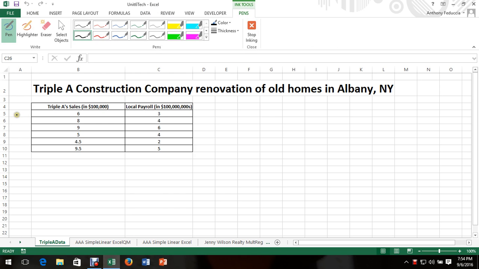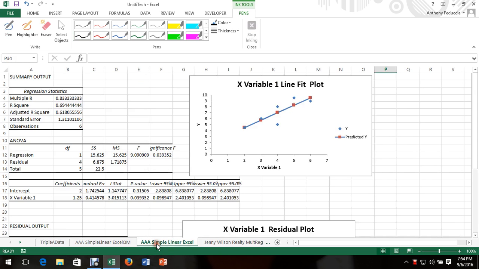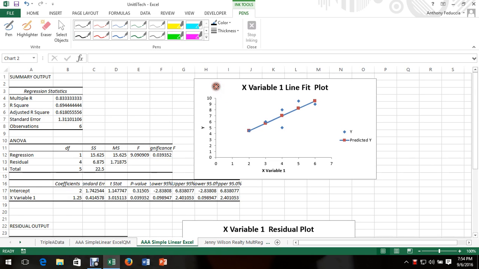And so the first thing we would do, these are ordered pairs, $600,000 right here goes with this $300 million payroll, and $800,000 in sales goes with $400 million payroll, and so forth. So when we have these ordered pairs and we want to determine if a correlation exists, first thing we would do is see if there is a relationship, a graphical relationship. And you do that by going to Excel and making a scatter diagram.